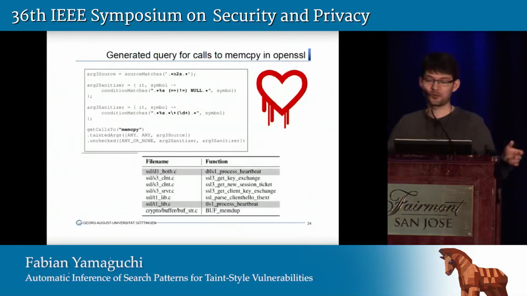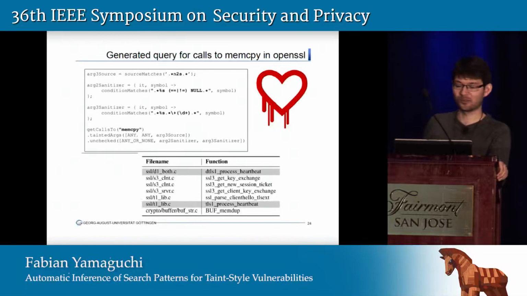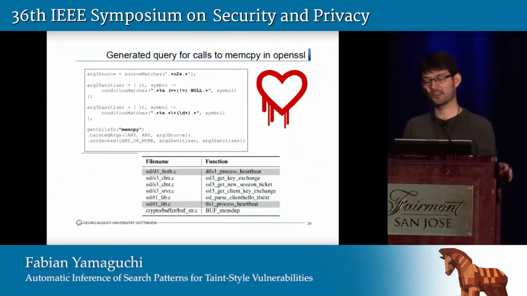All right. Then, of course, we wanted to see what about the Heartbleed bug? What would it generate for this? And it's nice that it actually generated this .*n2s.*, which we used in our manual query. But then it also found something else. It found that the second argument is actually always allocated on the heap, and there's always a check against null, right? So the allocation on the heap shows itself in this check against null. And then down here, the checks in there seem to always be against a number.